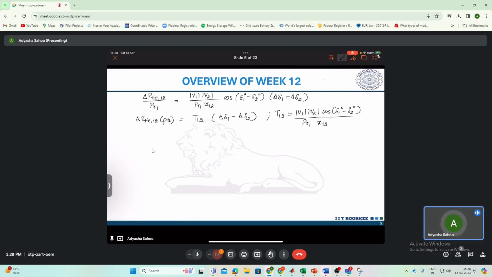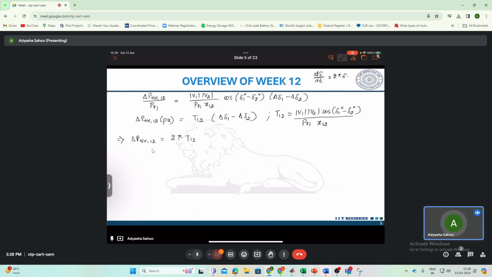Okay, so if we write this in terms of change in frequency instead of change in angle, this del delta 12 will be, we have seen it, right, 2 pi f will come. You know that, right? Because d delta by dt is 2 pi f.